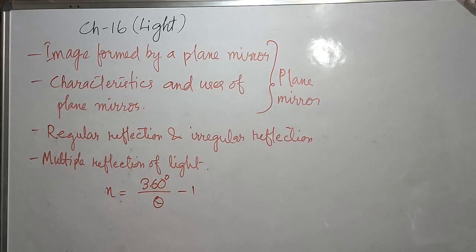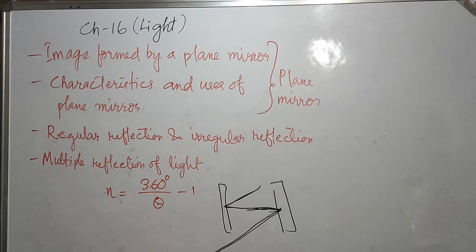Then the next one is irregular reflection. When parallel rays of light fall on rough surfaces, which are not plane or leveled, for example a piece of wood, they get reflected in different directions. This type of reflection is called irregular reflection, or diffuse reflection. Because of this irregular reflection, we are able to see the things around us, because the rays of light get scattered.